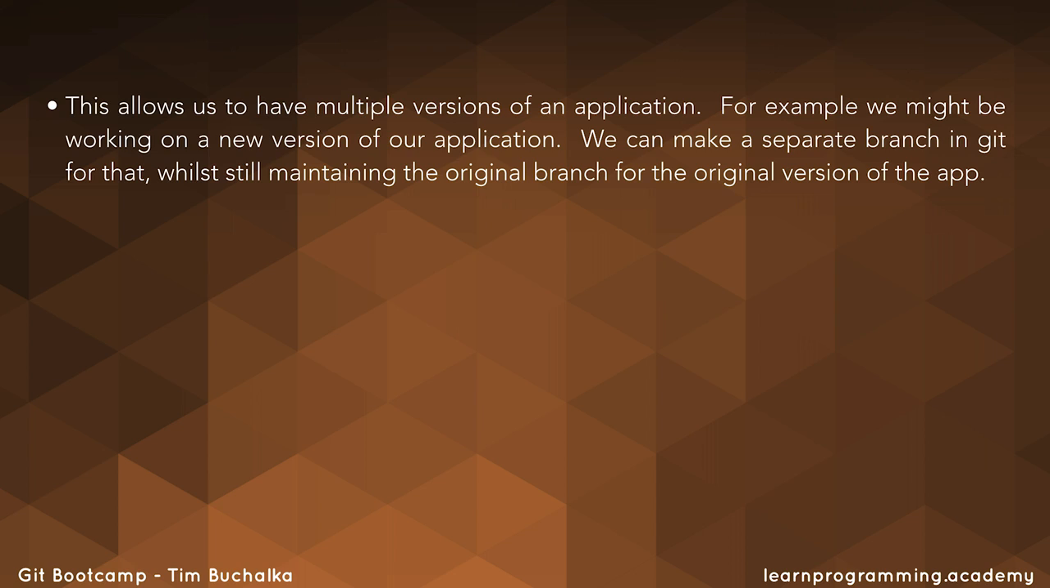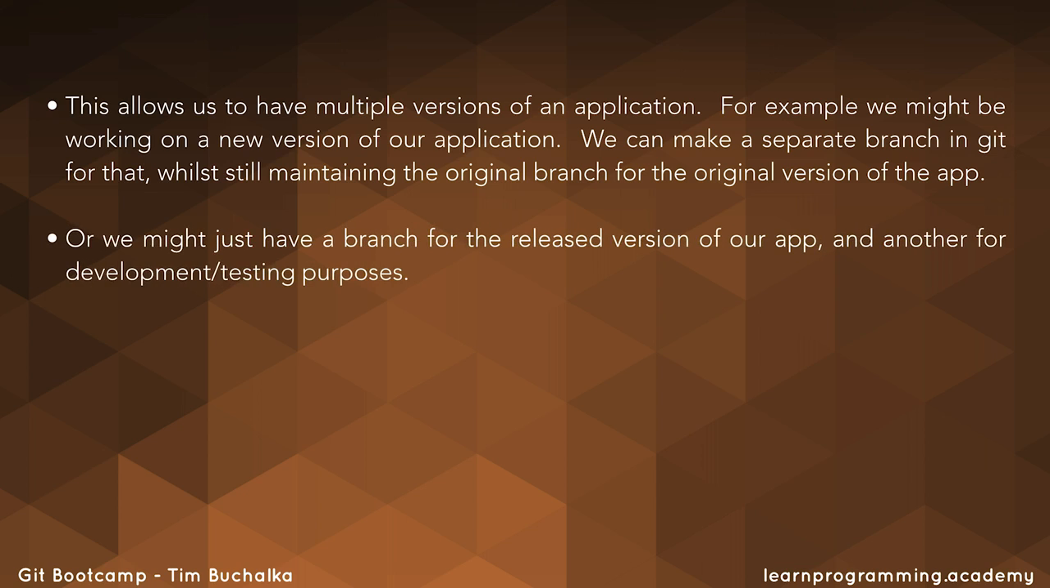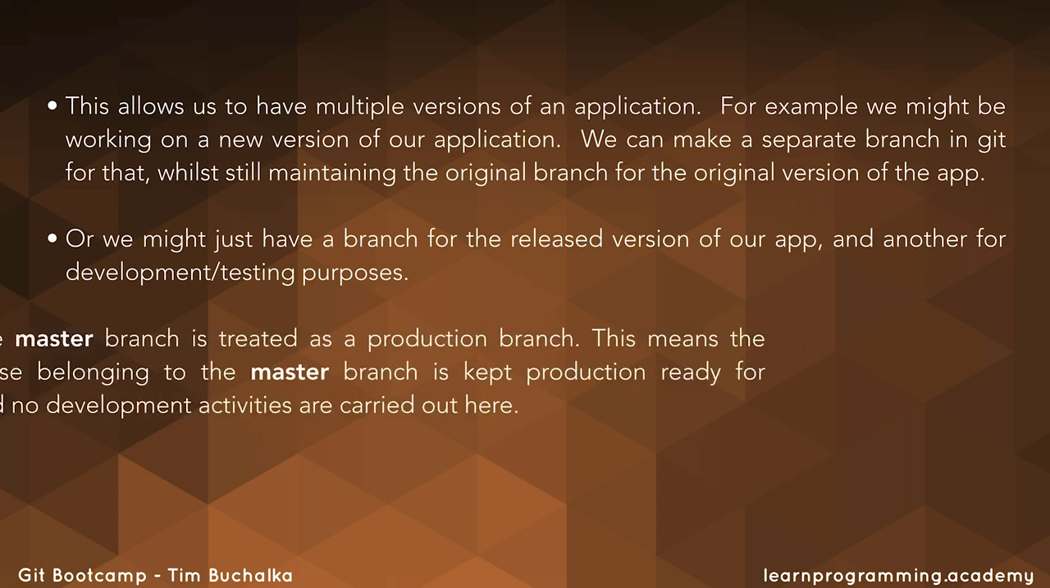So this would be useful if we're working on like a version 2 of a specific app and the version 1 is still out there, it's been released, and perhaps you're making a few changes to that, you're fixing bugs and so forth. You can keep that original version going whilst you're working on the brand new version 2. So it's just a great way to separate things and still basically have two versions of a specific app. Now, another use for this might be to have a branch just for the released version of your app and another for development testing purposes.